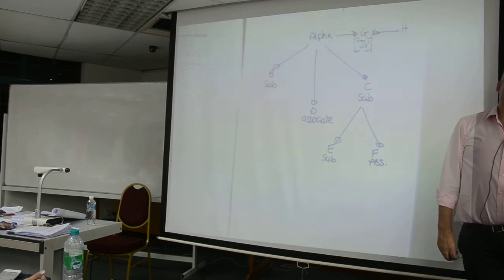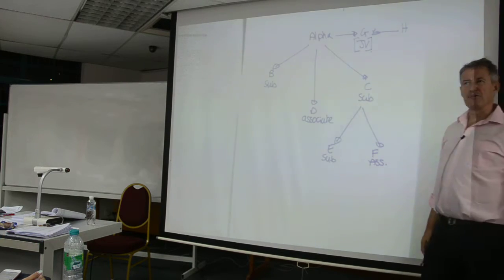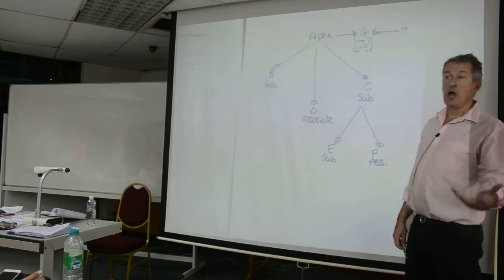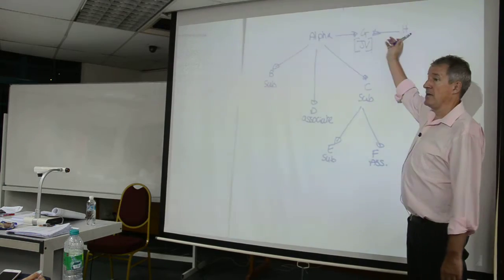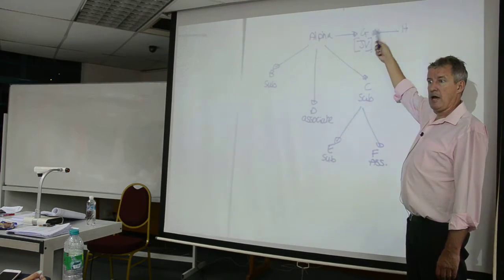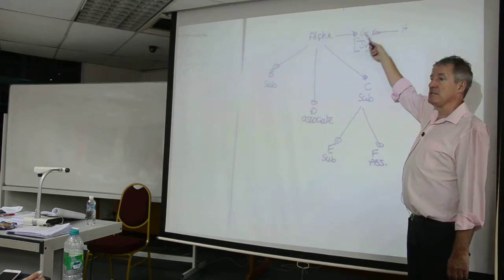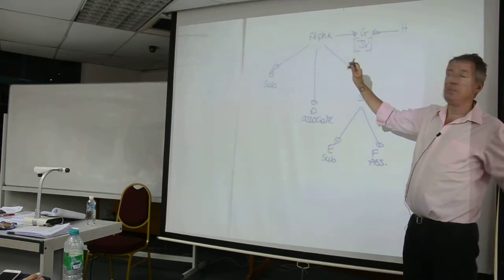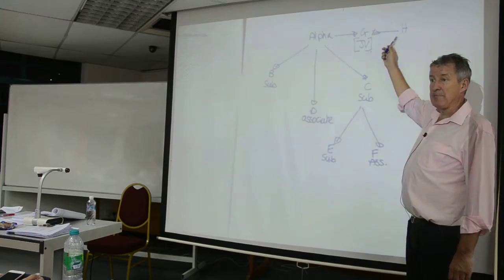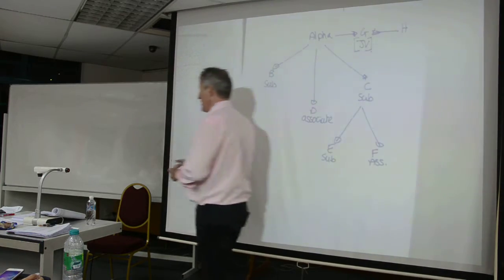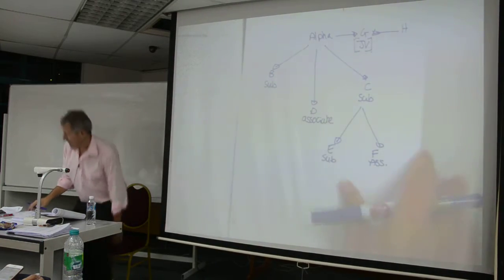Who am I not related to? H. No one's related to H. The only person that H is related to here is G. So G and H are related to each other, fine, no problem. But H is not related to anybody else. So there's a couple of things that we've already learned there.